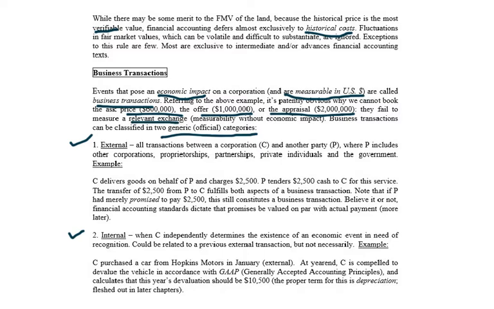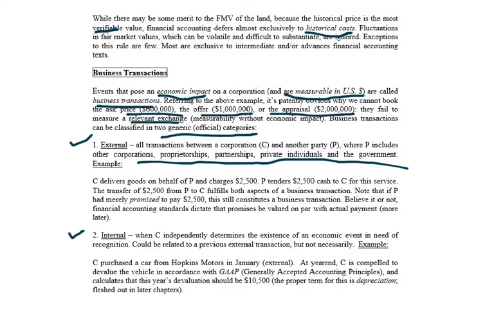Is it external, meaning it's an interaction with your company and some other entity, and that can include just about anything? This is not an exhaustive list. Other corporations, partnerships, proprietorships, private individuals, the government. So any entity you could conceivably do some sort of business with would be included in that.